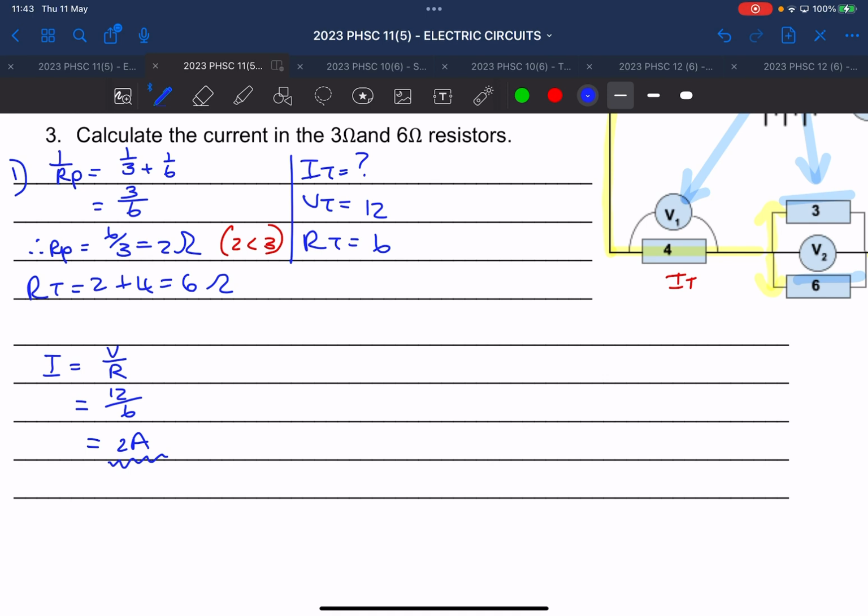Chop chop. Okay. That is the first question.